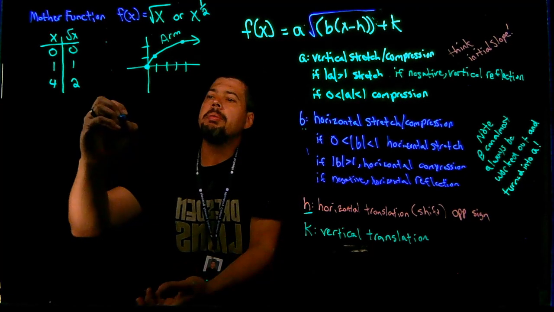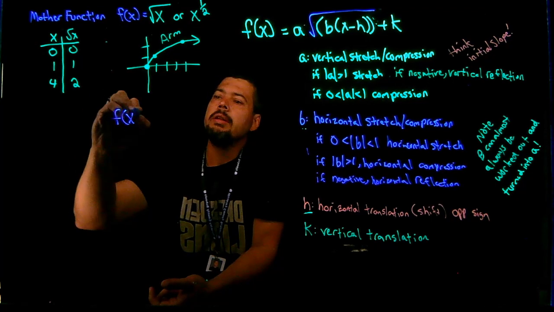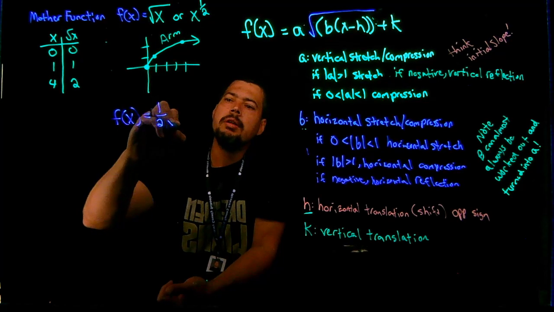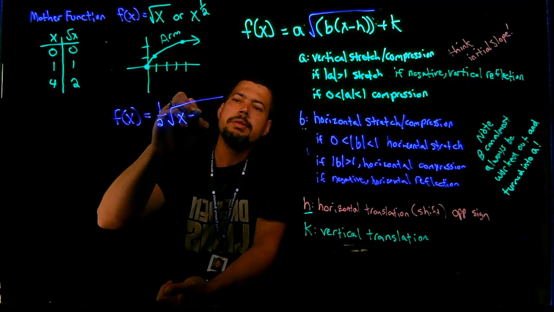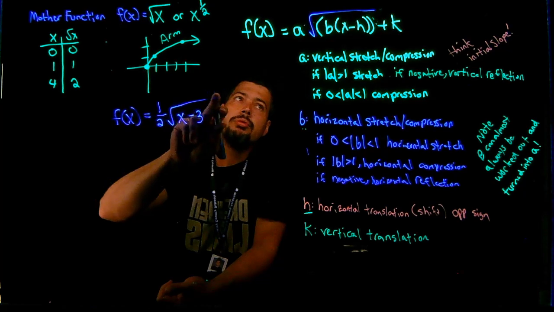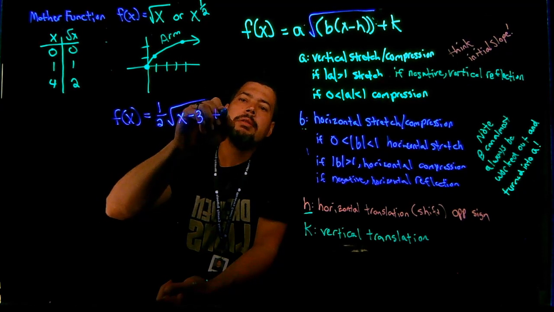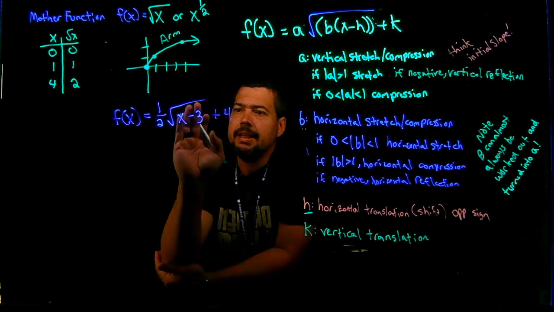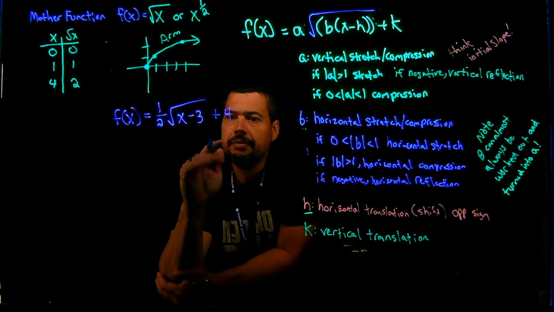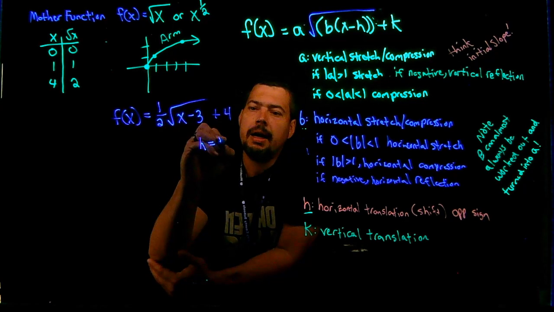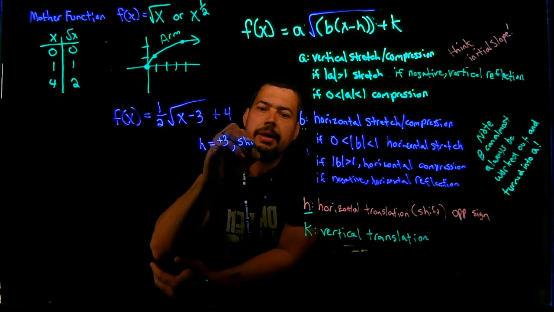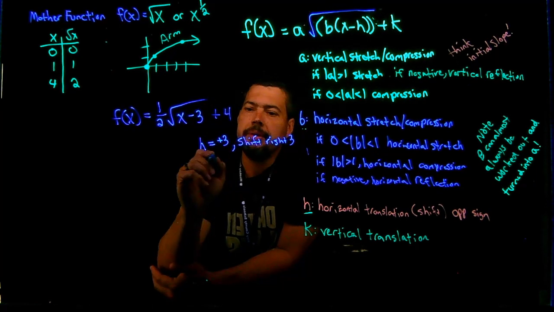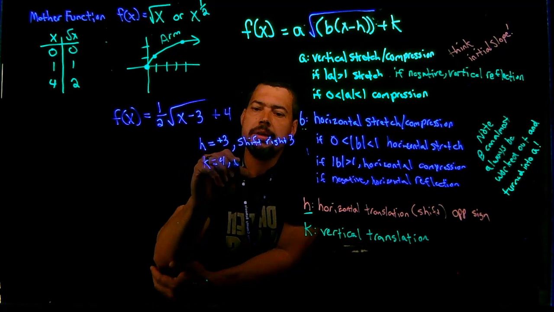So let's make one up. Let's do f of x equals, let's do a fraction. I ain't done a fraction in a couple of videos. 1/2 the square root of x minus 3, and then plus 4. Now, how is this thing being shifted? Okay, inside the square root is a negative 3, so h is actually positive 3. We shift right 3. Outside would be your k. K is 4, so that's an up 4.